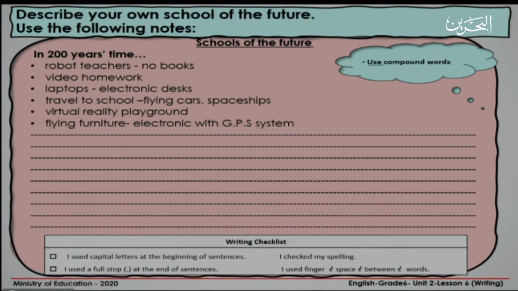Before you write the paragraph, make sure to go through the writing checklist. Make sure to use capital letters at the beginning of the sentences. Make sure that you use a full stop at the end of the sentences. Make sure to check your spelling. Make sure to use finger space between words. You have got 15 minutes to do this task.